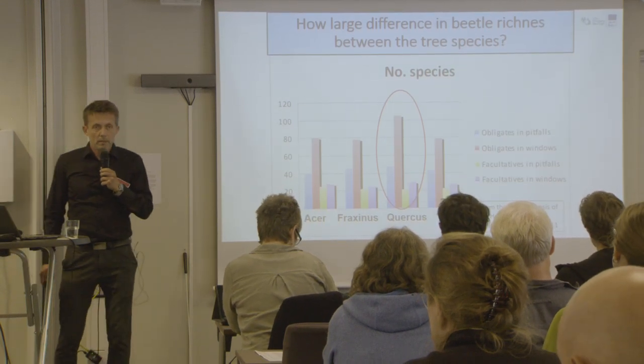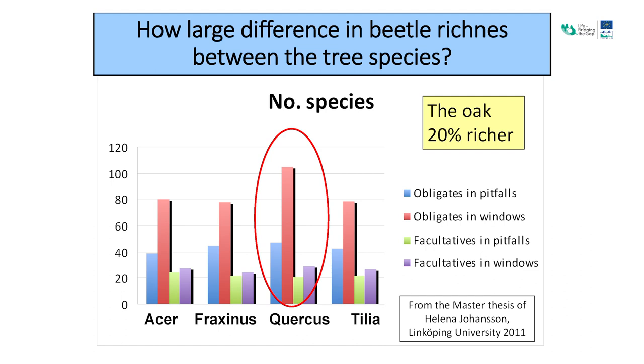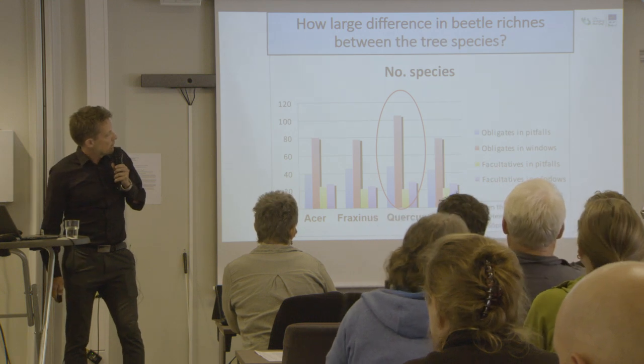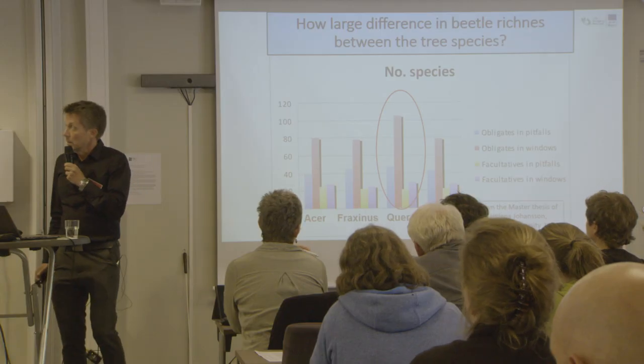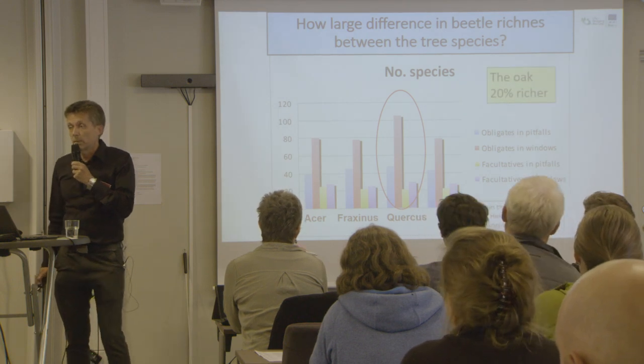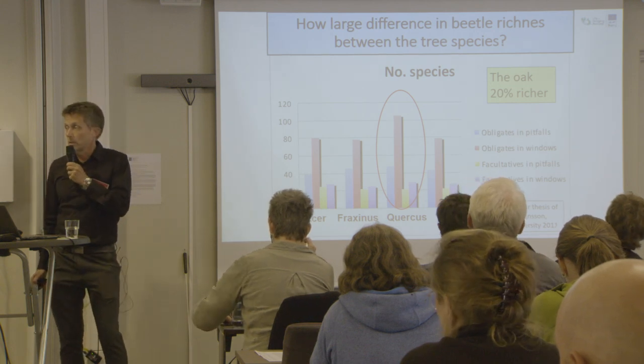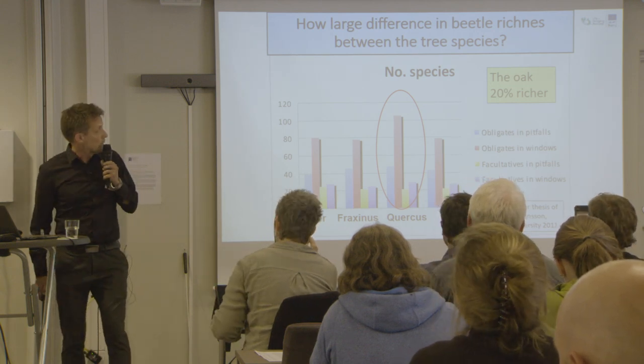Sometimes you get the question, but is it only the oaks that you should care about? Isn't there other trees that can be interesting? And of course, at least in Sweden, we have been a little bit too focused on oaks. So here is a study I made together with a master student here in Sweden, where we compared with maple and ash and lime tree. And actually, we could see here that the oaks seem to be 20% richer. But as you see, the other trees are also rich. So we can take them into consideration.